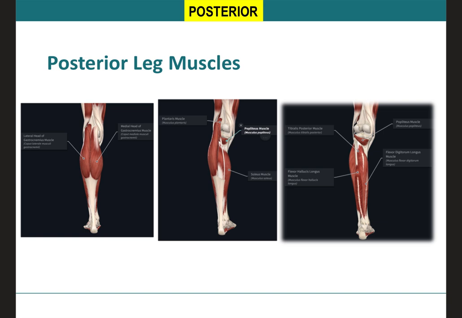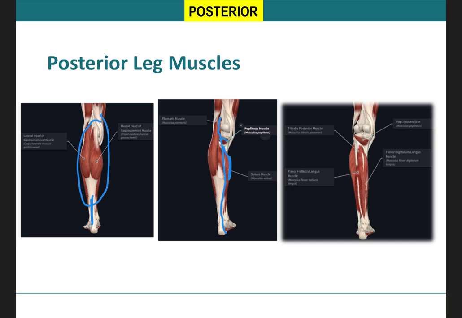We can see the gastrocnemius, which is all of this. It continues as the calcaneal tendon. Underneath, we're going to have the soleus, which is this big muscle right over here. We can see the plantaris, which is this very thin muscle that has a very long tendon that goes all the way to the plantar. That's why it's called the plantaris.